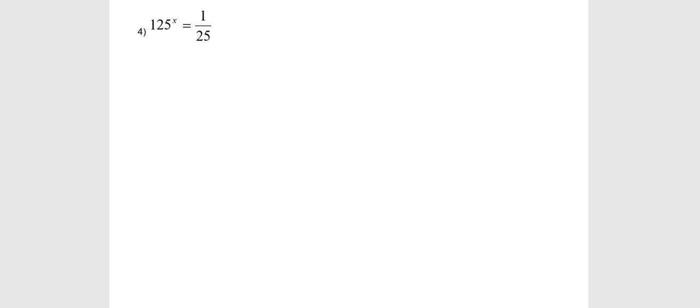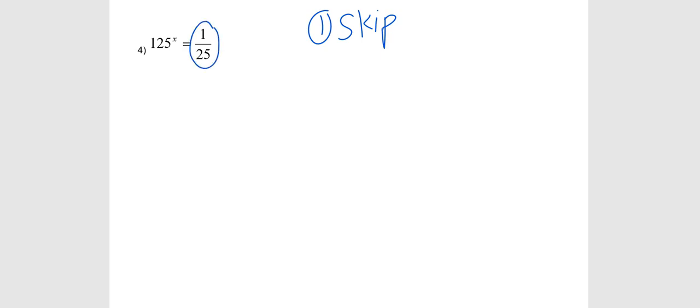On example 4, the base is already by itself, so we're going to go ahead and skip step 1. Step 2 is we want to see if we can make both sides have the same base. So I always start with the smaller number, and I need to think about, can I use 25 to any exponent, make 125. So you kind of try it out with your calculator and you see that that is not possible.